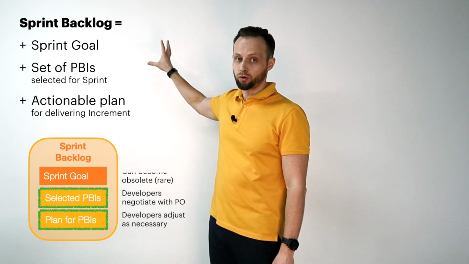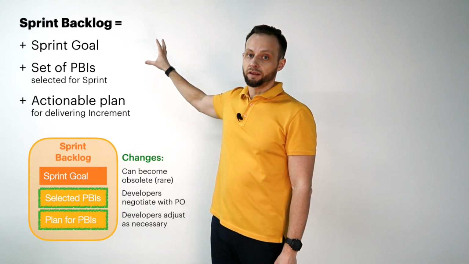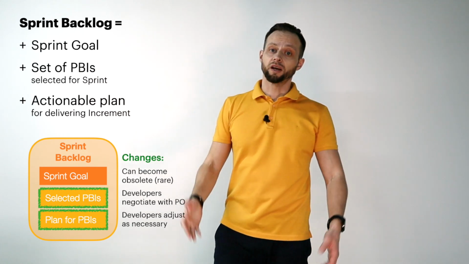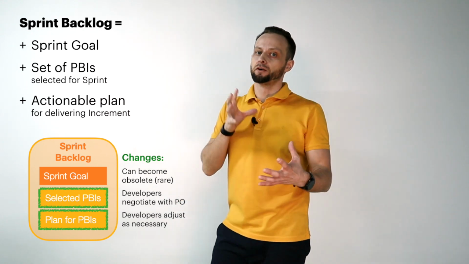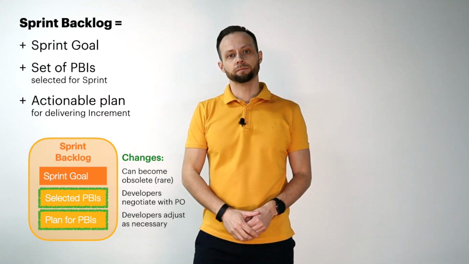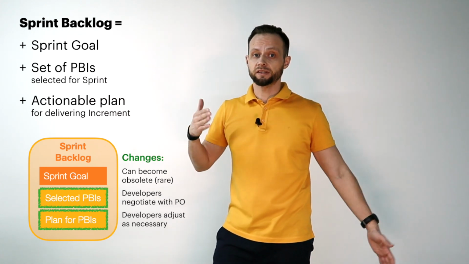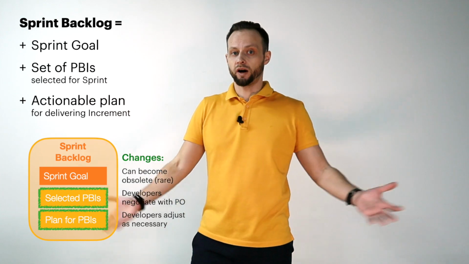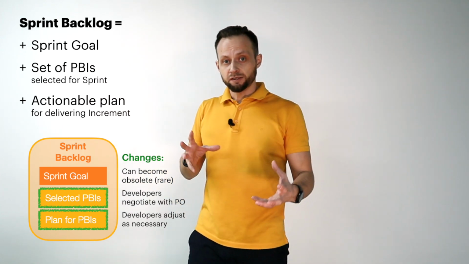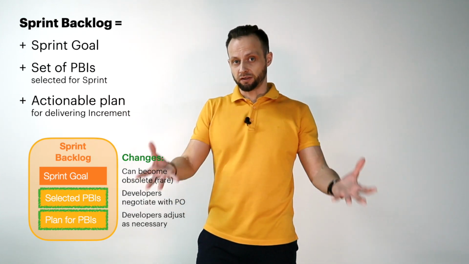Sometimes the sprint goal becomes obsolete. In this case, the sprint could be cancelled. Only the product owner has the authority to cancel the sprint. However, this rarely happens, and in this case, it's necessary to analyze why it happened. This discussion takes place at the sprint retrospective event.